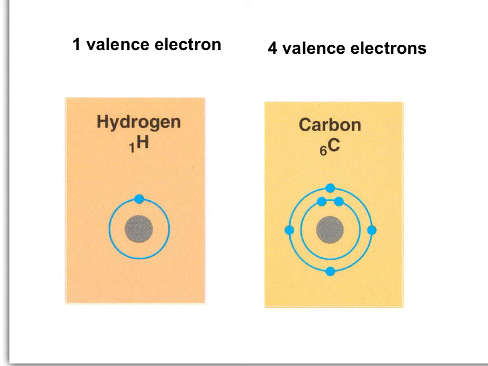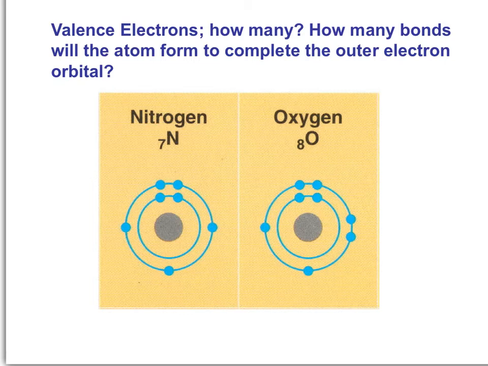With carbon, the first orbital is full, but the second orbital has 4 electrons. 4 more are required. Carbon makes 4 bonds to fill the outer shell at 8. Nitrogen has 2 electrons in the first orbital and 5 in the second. 3 electrons will fill the second orbital. Thus, nitrogen forms 3 bonds to fill the second orbital.